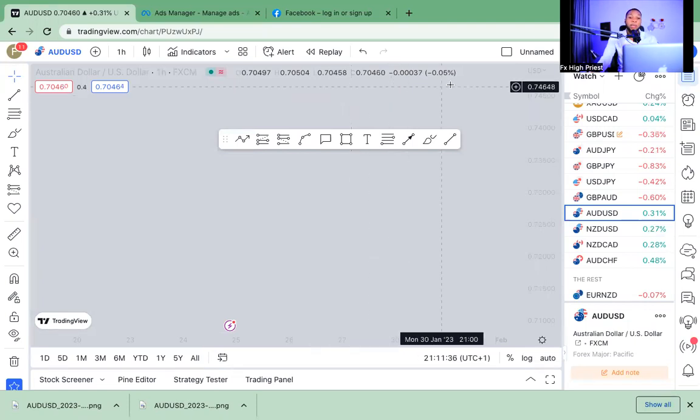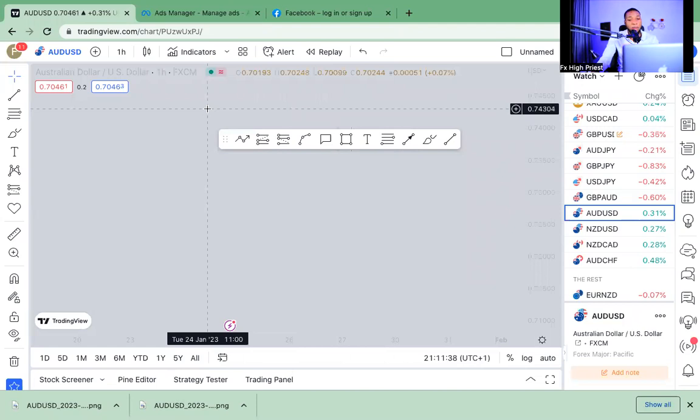The major ones are the pairs with US dollars, like the euro and US dollars. We have the European currency paired with the United States dollars. Then we have something like pounds paired with the United States dollars. We have Australian dollars paired with United States dollars, New Zealand dollars paired with the United States dollars. A lot of currencies are paired with the United States dollars.